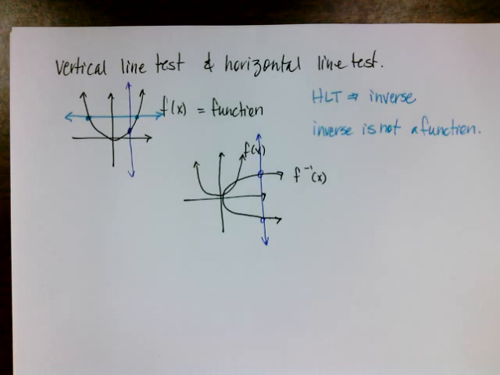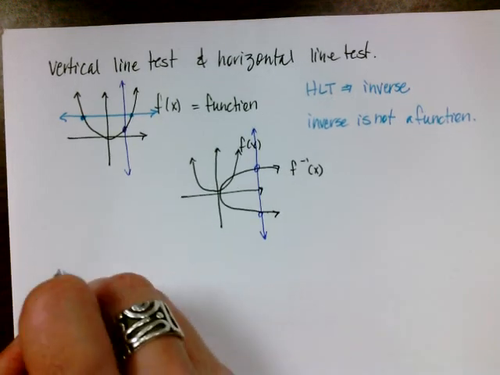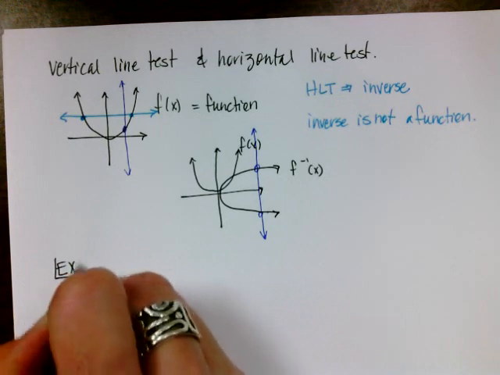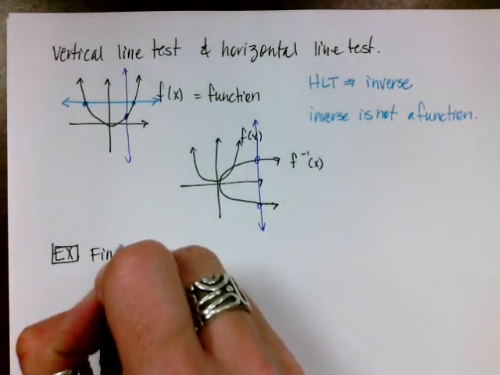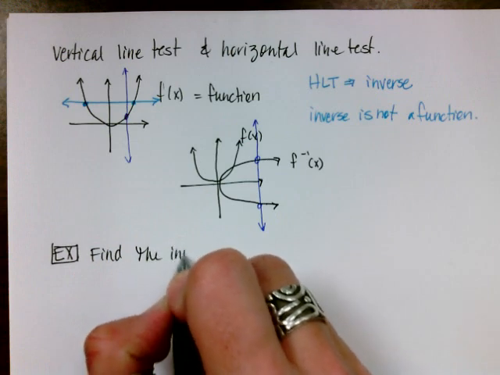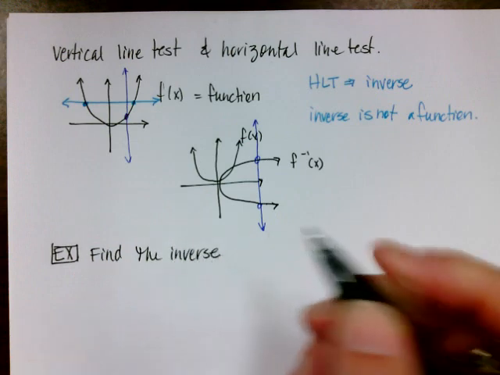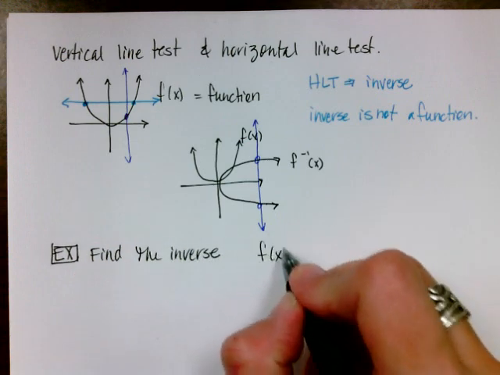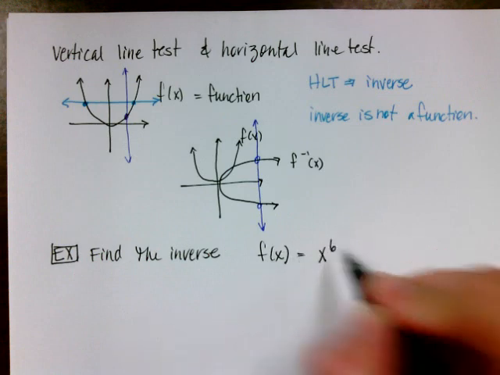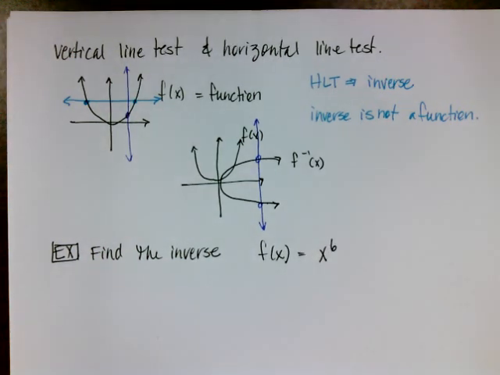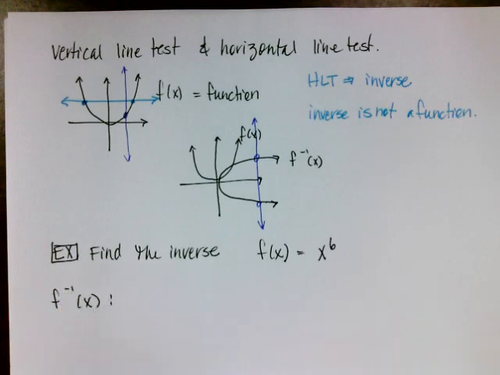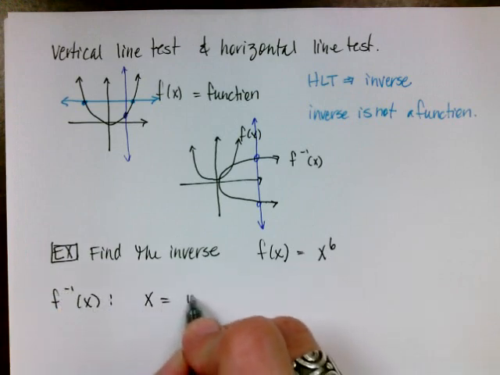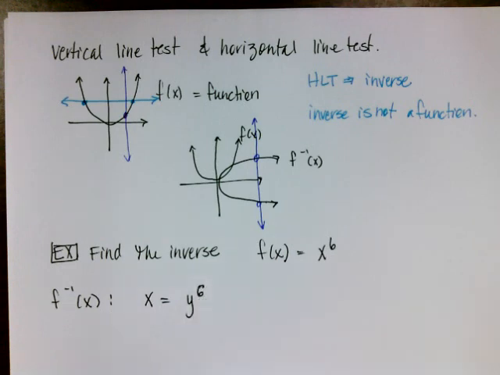All right, so now let's find the inverse of something that has a higher power. I want to find the inverse of f of x is equal to x to the 6. So I'm going to do this algebraically. Here are the steps: I'm going to flip-flop my x and my y. And now I need to solve for y.